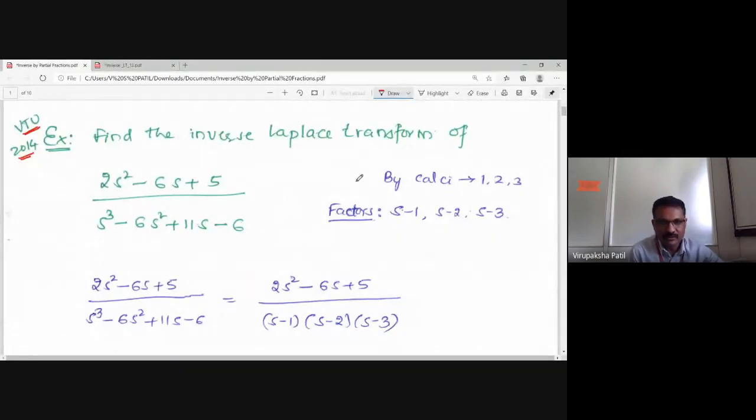Now if you use your calculator and solve this equation by making it equal to 0, you solve this equation using your calculator. I hope all of you know how to get the roots by using a calculator. You know or don't know?